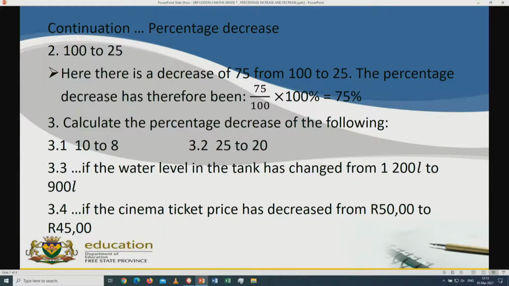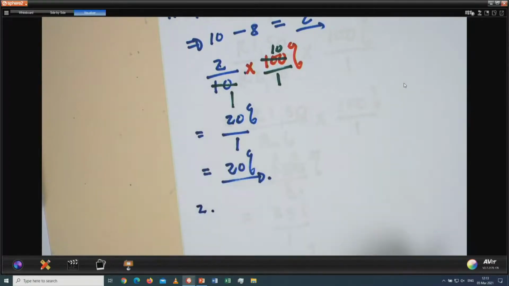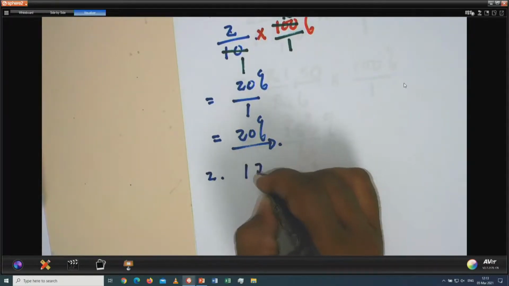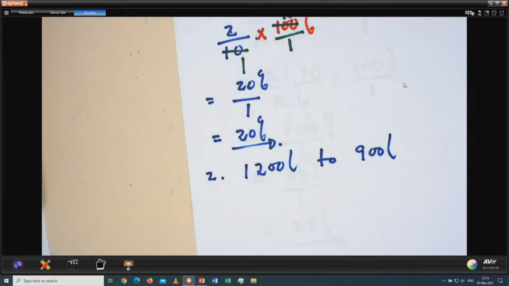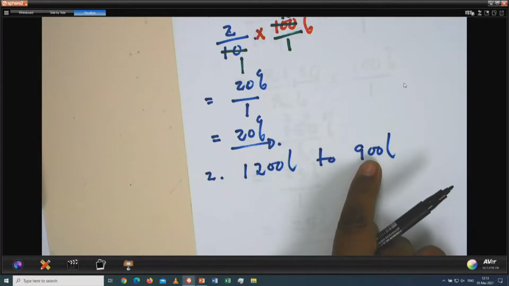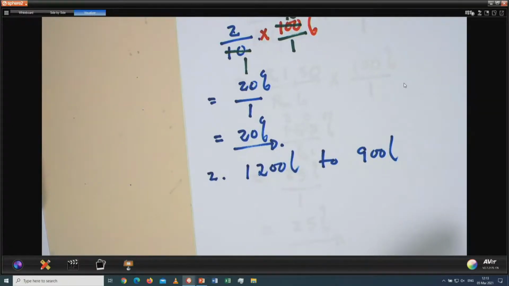Now, let's take this question. It says, calculate the percentage decrease if the water level in the tank has changed from 1,200 liters to 900 liters. The water level in question number 2 has changed from 1,200 liters to 900 liters. Now we need to find the difference. We can clearly see there was a decrease, because if I say 900 minus 1,200, remember in grade 7 we are now working with integers, that will be negative 300.